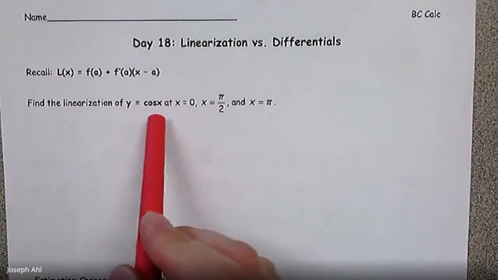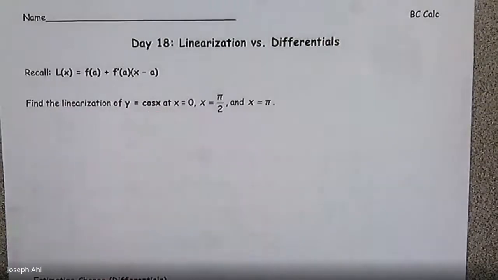So see if you can use our ideas with linearization to find the linearization of y equals cosine x at those values x equals 0, pi over 2, and pi. It might be nice to sketch a graph of cosine x and the linearization at those values, just as a quick confirmation there. So go ahead and try that. We will go over that next time I see you in class.